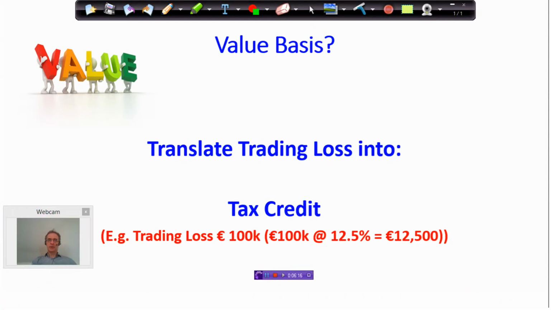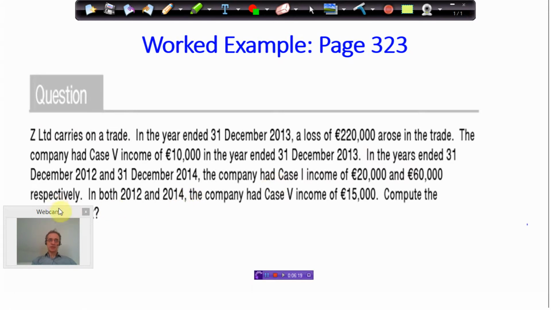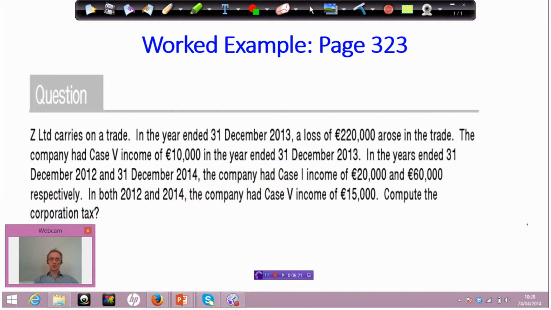Okay. Now, in terms of an example that illustrates this, I'll draw your attention to the BPP text, page 323 for FA 2013. We've got Z Limited carrying on a trade, has a trading loss of 220,000. So we've got to say, well, how do we utilize that loss effectively? Now, it looks as if we're given income for multiple years, not least the current year, which is 2013, but also 2012 and 2014. So it looks like we're going to have multiple uses of the loss.